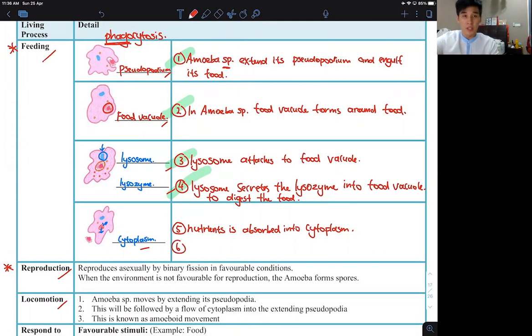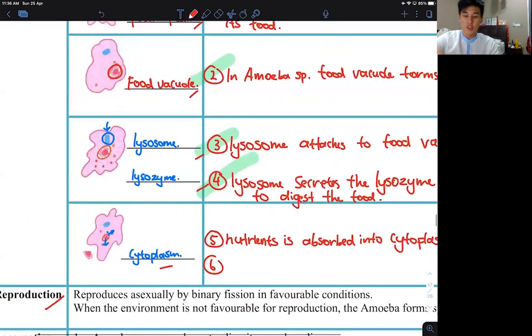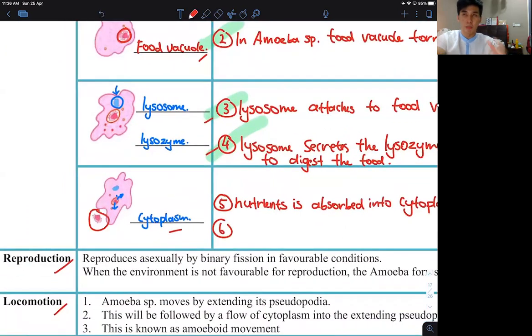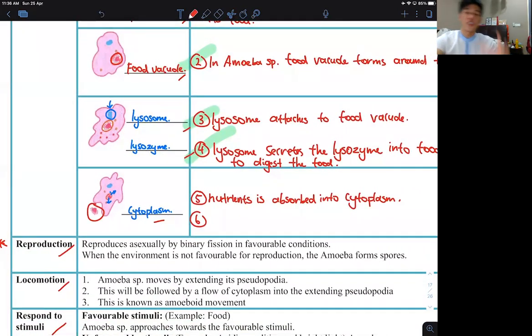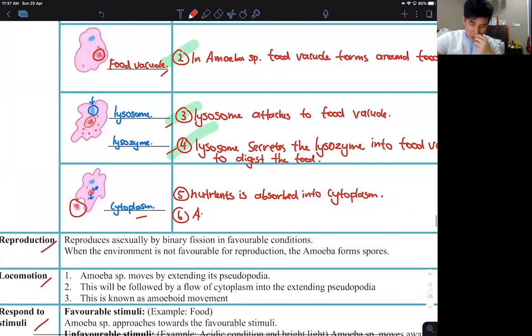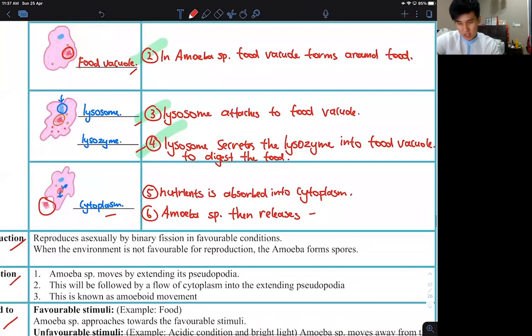So actually, you still have one more point, because once you absorb the nutrients already, you can see the amoeba expels the food out. The process of egestion is very simple. It's just like I move away and release the food out. So you just have to say the amoeba releases the undigested food. The undigested food is then left behind.